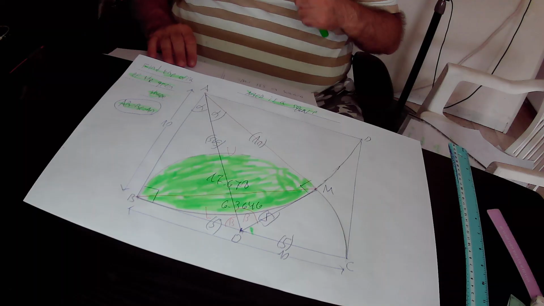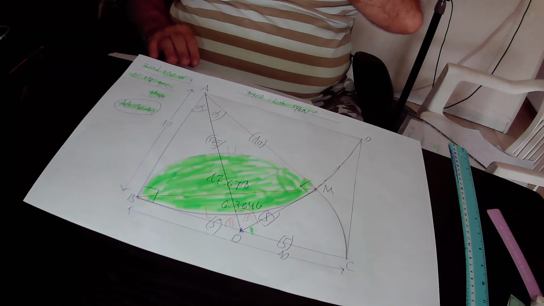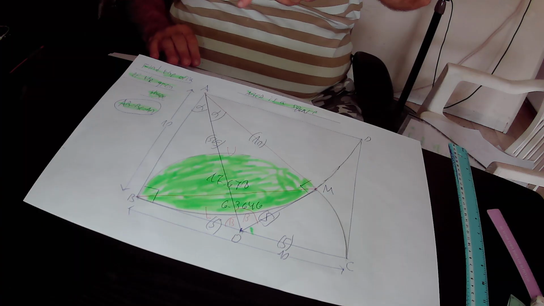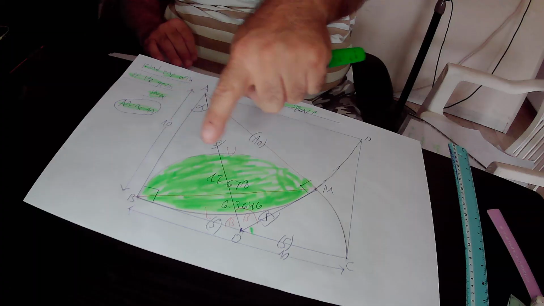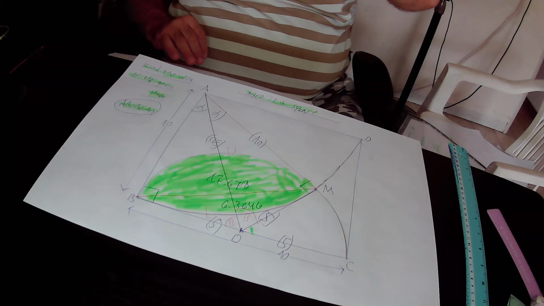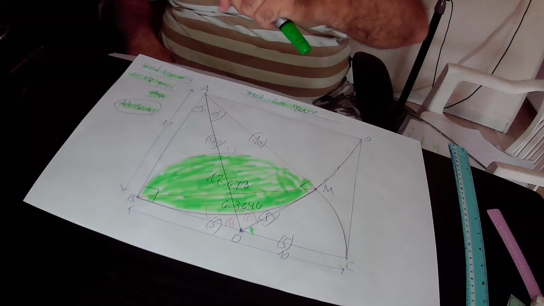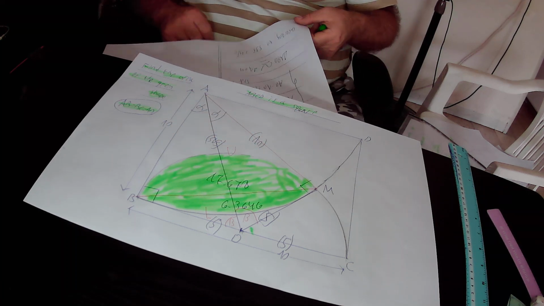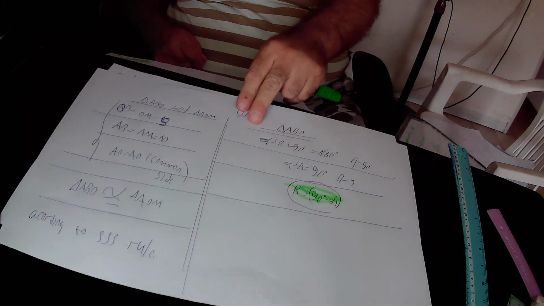So we know that the sum of the angles in a triangle is equal to 180 degrees. So the sum of the angles in the right triangle ABO must be equal to 180 degrees. So which angles do we have in the right triangle ABO? We have alpha plus beta plus 90 degrees. In total it must be equal to 180 degrees.